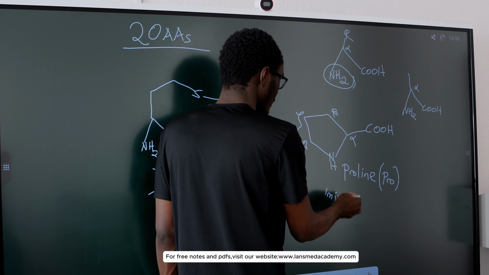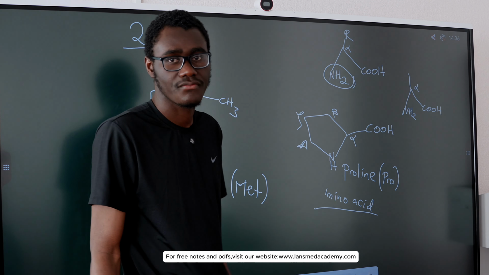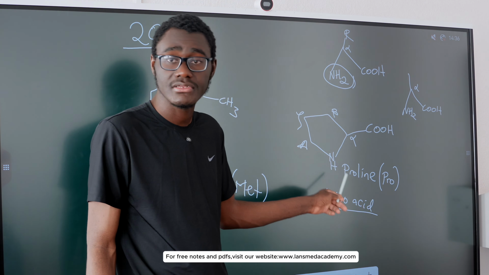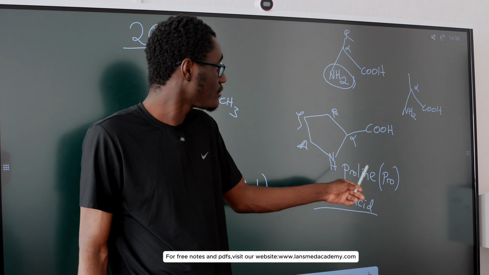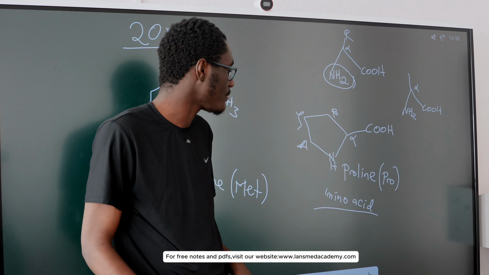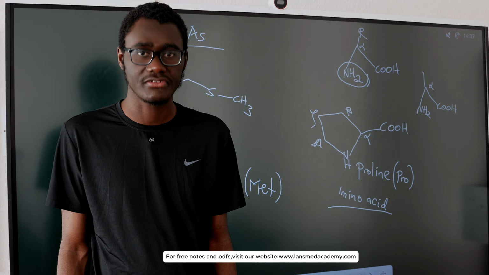So it's a terminology that we use for proline as an imino acid because the amino group is not just attached to the first carbon, but it's also attached to the delta, not just to the alpha carbon. So this is how to easily remember the 20 amino acids which are proteinogenic.